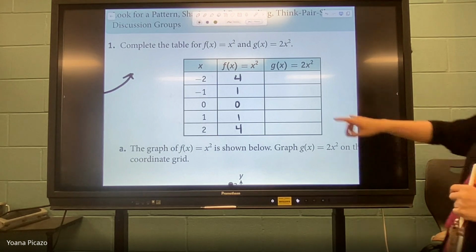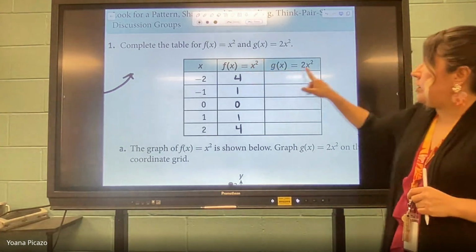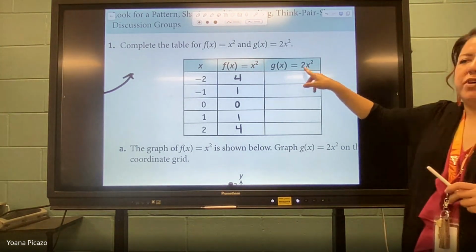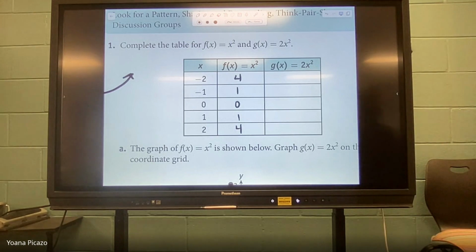Here we are. What are we going to do to our x squared according to this? What does it say mathematically? When there's a 2 out front, what does that mean? Yes, you are multiplying by 2. So I'm going to take each value and multiply it by 2. What's 4 times 2? 8. What's 1 times 2? 0 times 2. 1 times 2. And then 4 times 2.